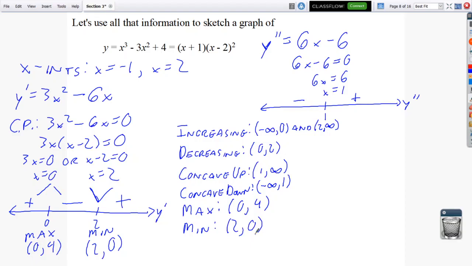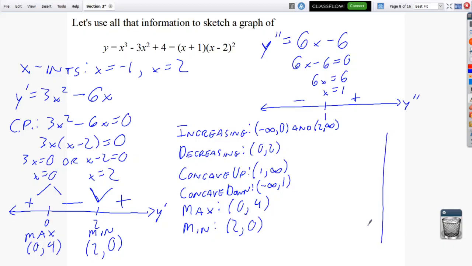I will tell you that on your next test, this is a major question: being able to determine all of these things: intervals of increasing, intervals of decreasing, intervals of concave up, intervals of concave down, maximum, minimum, and even something that we haven't said yet, point of inflection.